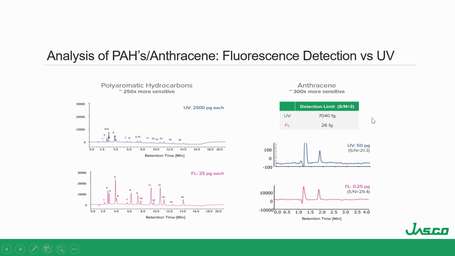Then the anthracene, here, detection limits were calculated as 7,040 femtograms for the UV and 26 femtograms for the fluorescence. So as you can see, much more sensitive.